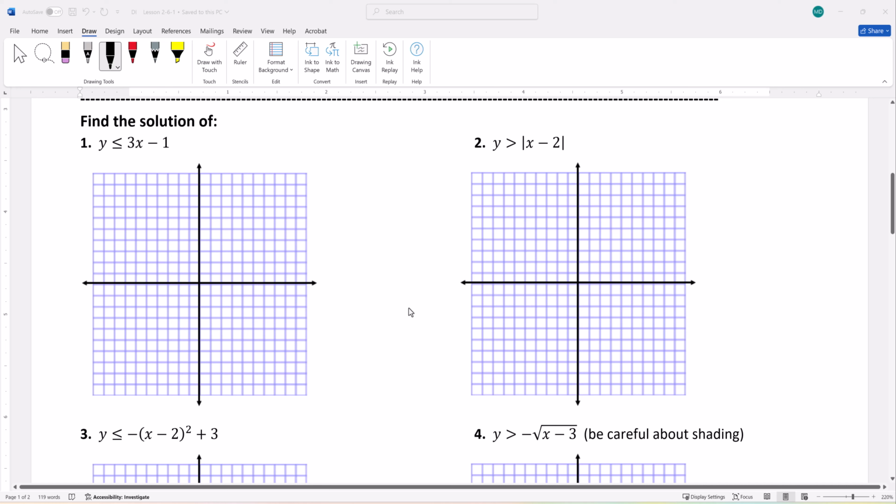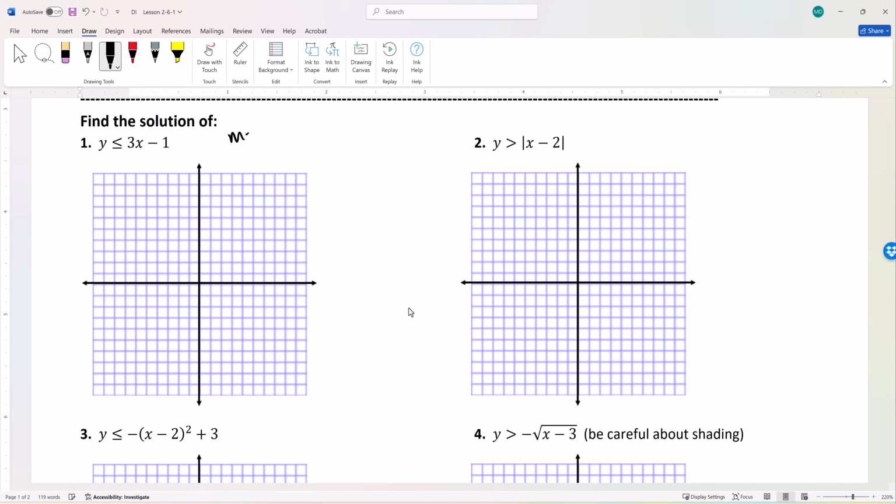All right, so let's graph and find the solution. So this is a line. My slope is 3. My y-intercept is -1. So that's where it's going to start. And then the slope is up 3 over 1, up 3 over 1, rise over run. And so you can create your line just by doing that. It's solid because it says equal to.